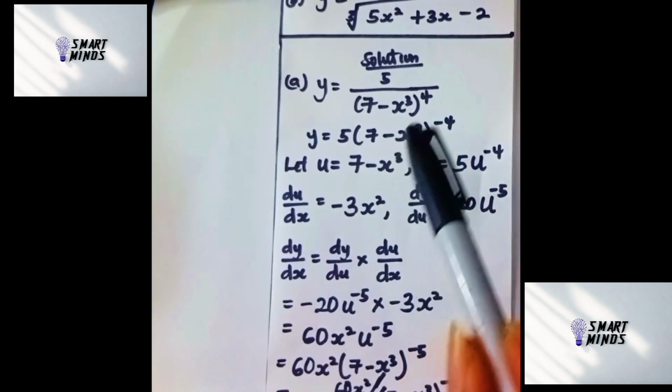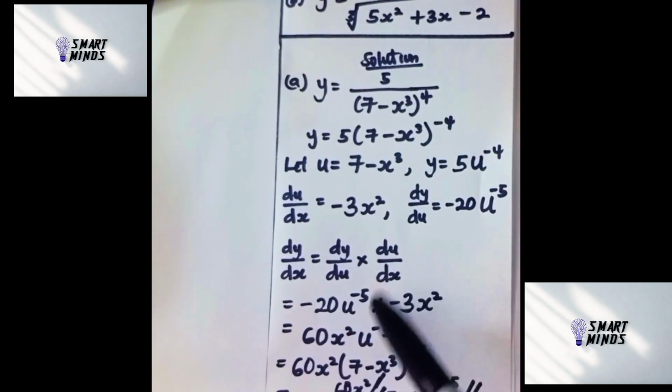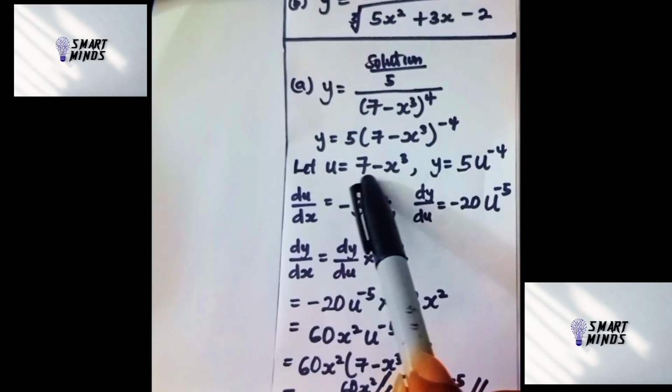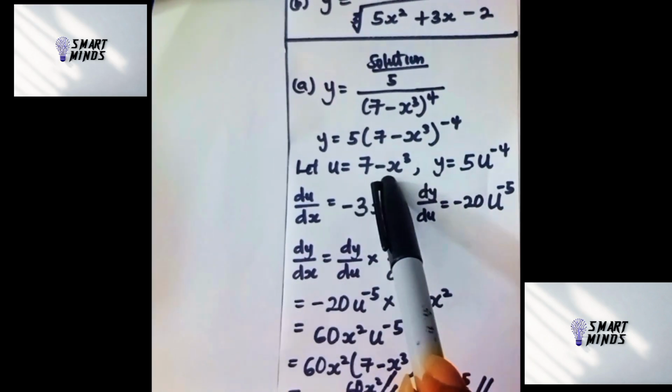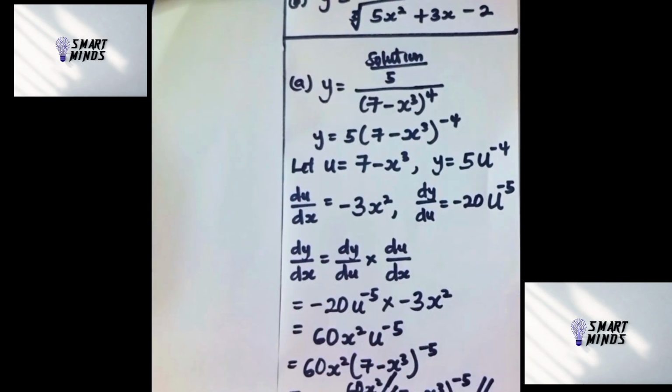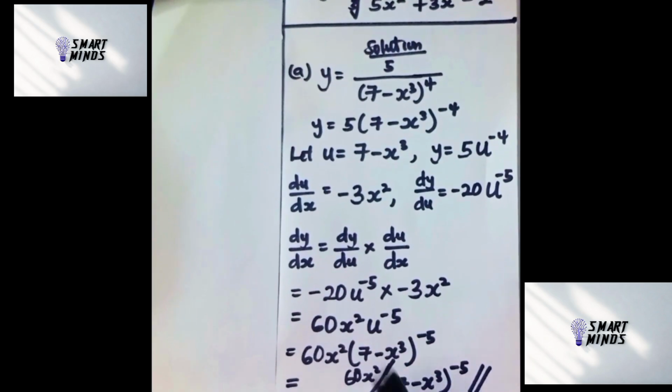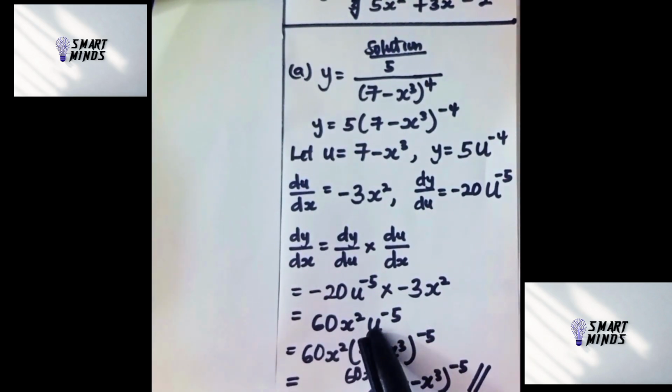Now u needs to leave this equation because it is not part of the original question, but we brought it in order to apply the chain rule. So I need to remove u and replace it with its original value, right? So recall u equals to what? 7 minus x raised to power 3. So I need to bring that value for u back.